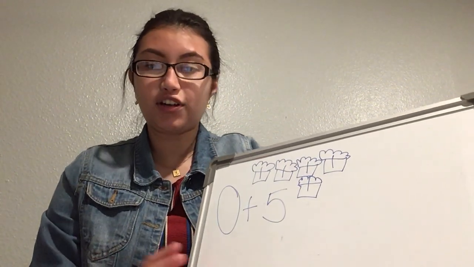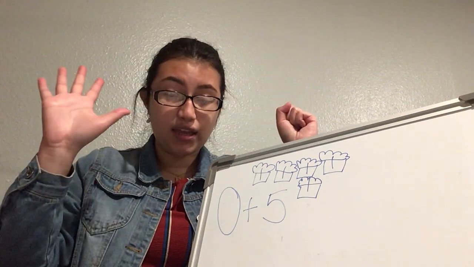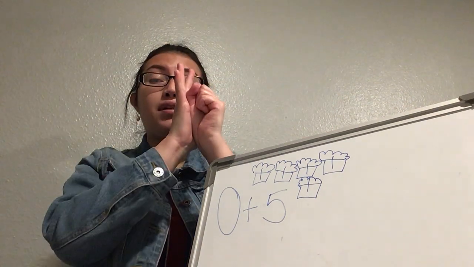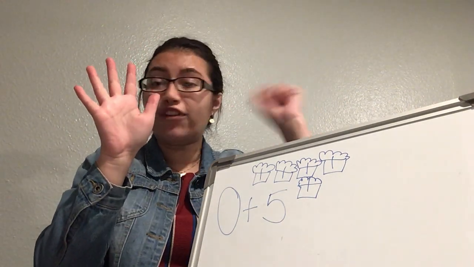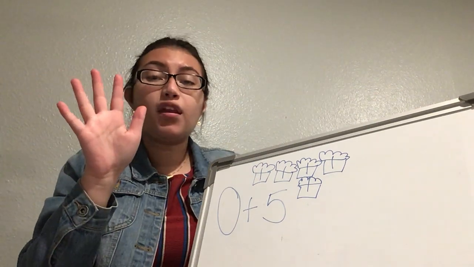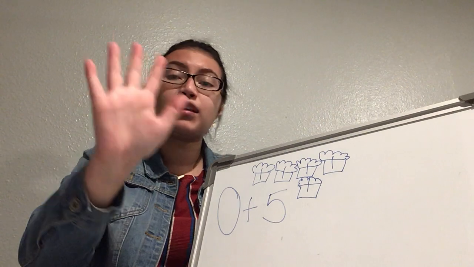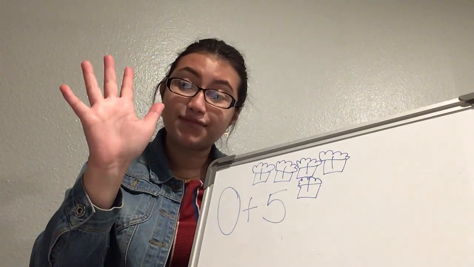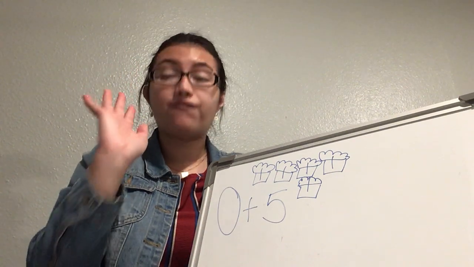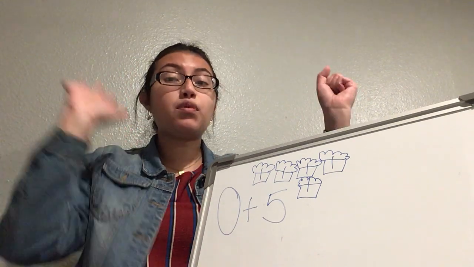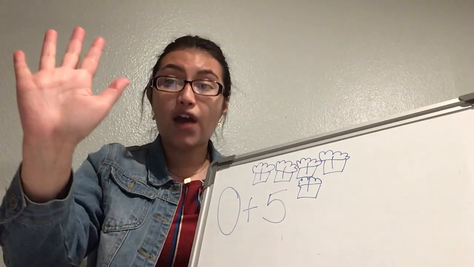So 0 and 5 cupcakes, when I join them, that makes what number? 5. There are no fingers here, so I can put this away. How many fingers do I have? 5, and I know that because 1 hand up, that's 5 fingers. So 0 and 5 joined is the same thing as 5.